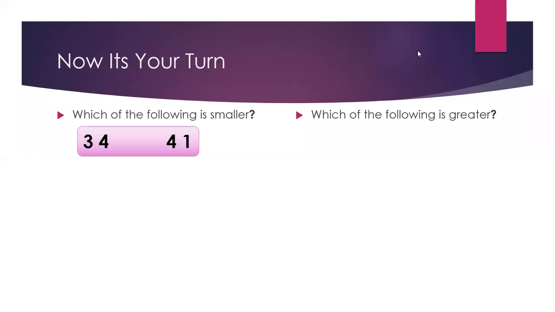Similarly, take the second example here. Here we have 40 and 36. So let us compare these numbers. Here we can see that firstly we will compare the digit at the highest place value. Here the digit at the highest place is 4, and here the digit at the highest place is 3. So as 4 is greater than 3, we can say that 40 is greater than 36.